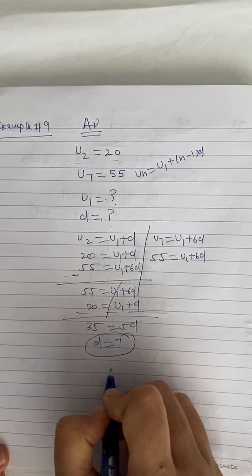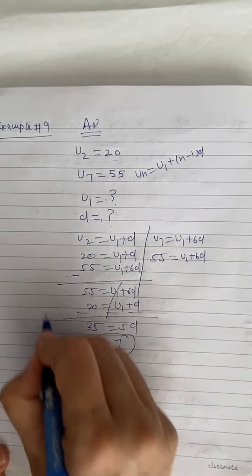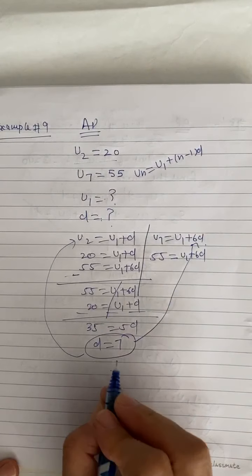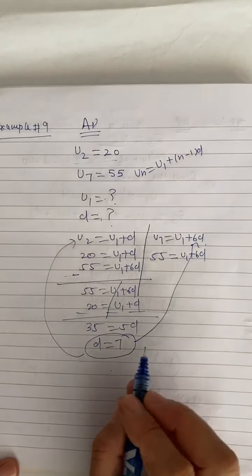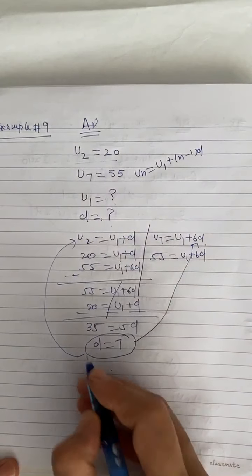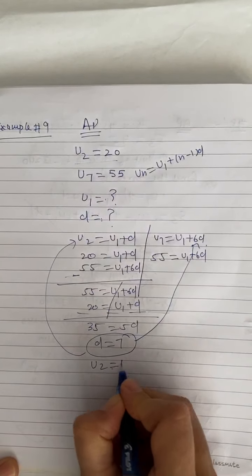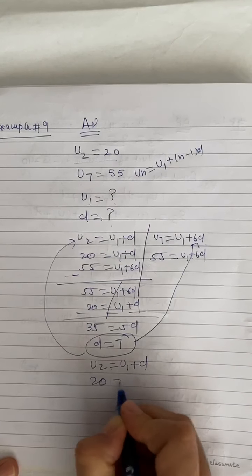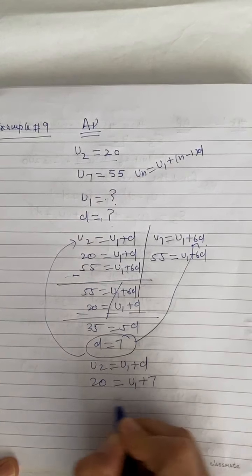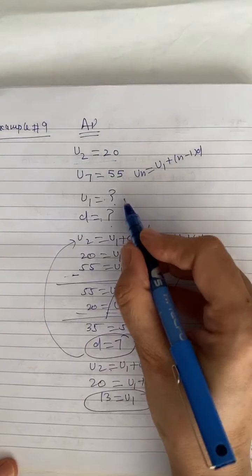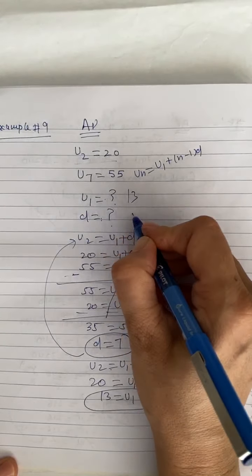So you already have d is equal to 7. You can substitute in this or in this. Again, try to minimize the time of working, and do not overcomplicate the calculation. So it's better to substitute d is equal to 7 in u2 is equal to u1 plus d. In this case, 20 is equal to u1 plus 7. So 13 is your u1. So you found u1, which is 13, and d is equal to 7.